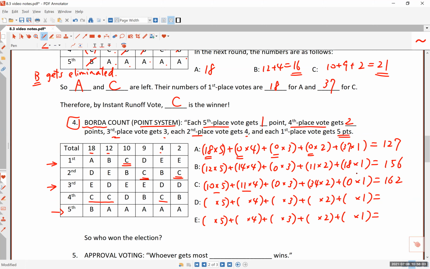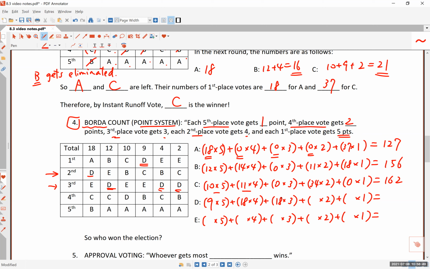Okay, how about D? Let me erase my markings. How many first place votes does D have? And the answer is 9. Right, that's this. Now, does D appear as the second place votes? Yes, 18 times. Okay, how about third place? Oh yeah, several times, 12, 4, and 2. You add up those, and that's 18 third place votes.